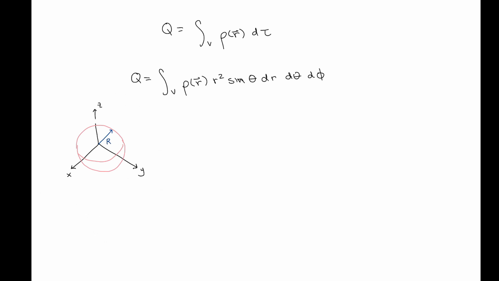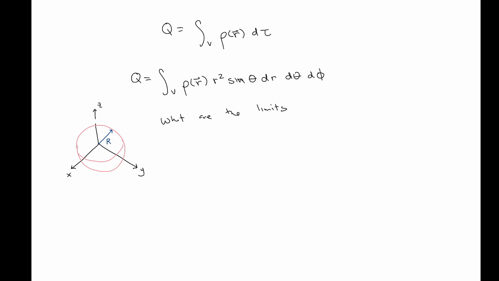We're trying to solve this volume integral of rho r d tau. We're going to do this volume integral in spherical coordinates, which means we're going to replace that d tau with this guy here. We've got our sphere here, and we need to figure out what the limits of our integral should be.